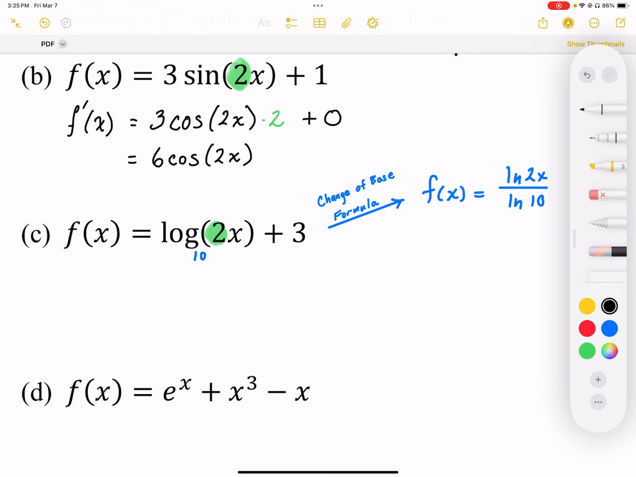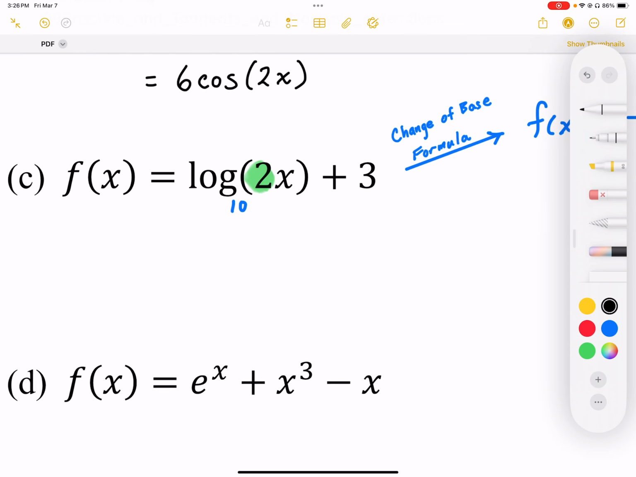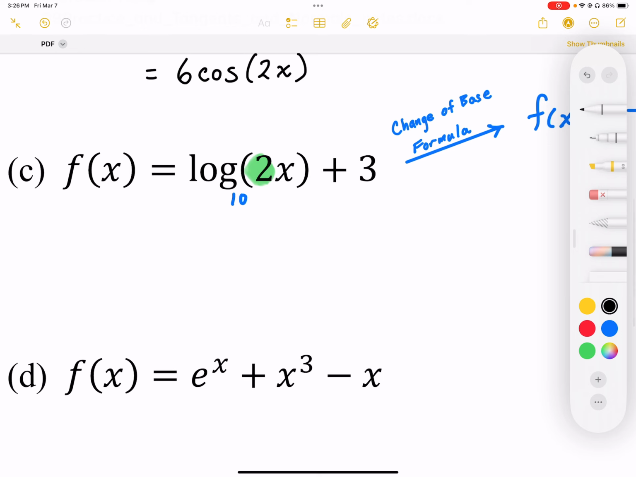For our log function, firstly, we need to recognize that if there's no base written, we have to assume that it's base 10. That's the default base when there's no base written. And we should also recognize there's a times 2 in here, which is a horizontal compression that we have to account for. And then we have our constant plus 3, which doesn't affect differentiation. So I'm going to do this 2 ways. We'll just use our formula.